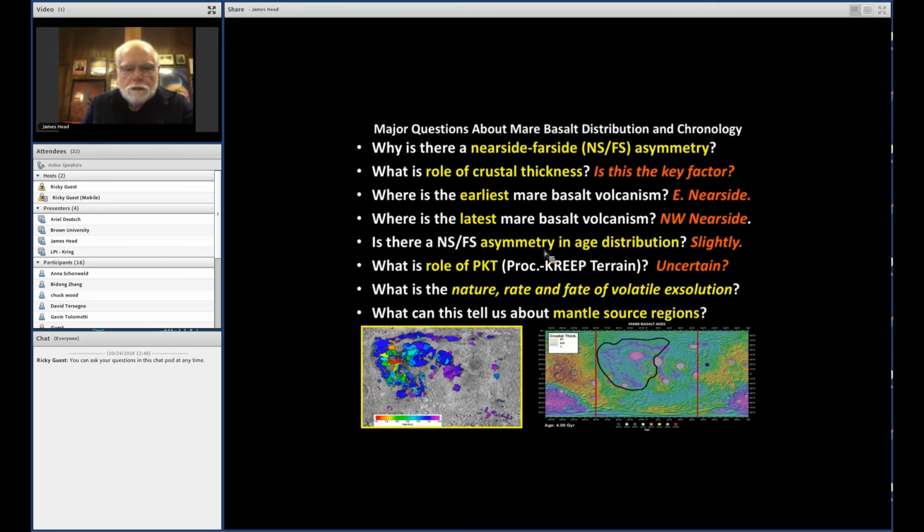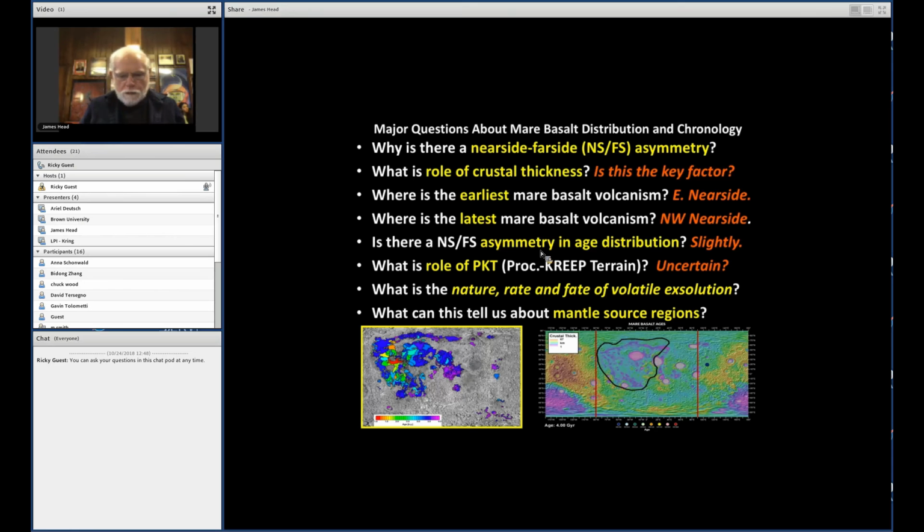So let's think about this and ask again these major questions about mare basalt distribution and chronology. Why is there a near side, far side asymmetry? Well, we've seen from Jenny Whitten's work and others' work and the dates and the movie that in fact there is far-side mare volcanism, and like Jenny's Orientale sequence, except for the last 100 million years, you get pretty much similar occurrences on the near side and far side throughout. It's just simply that the far side has fewer eruptions and a lower volume of volcanism.